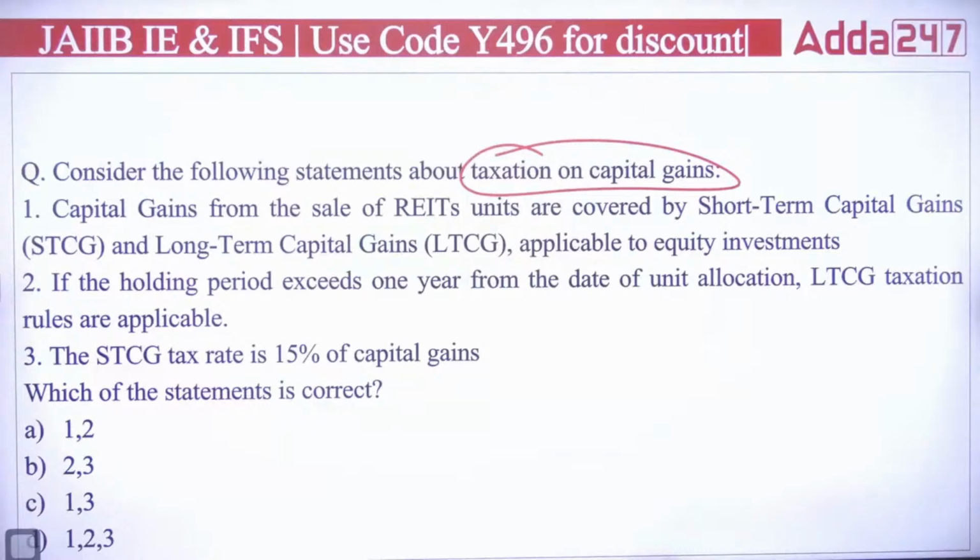And the third is saying the short term capital gain tax rate is 15% of capital gains, and we have to answer which of the following is correct. Which of the following is correct? A, B, C or D.